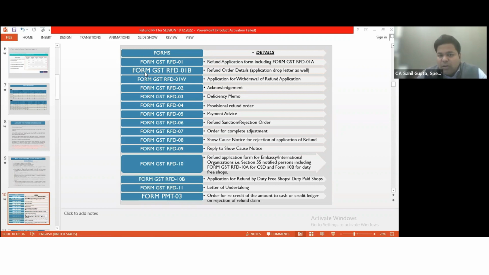In the whole process, if some amounts are adjusted, in the case we are filing an unutilized ITC refund, suppose I have filed a refund application of 10 lakhs, and the refund order is passed for 8 lakhs, there is a difference of 2 lakhs which the officer has deducted. He said this 2 lakhs is ineligible refund because of several reasons, then that 2 lakhs is to be recredited to my electronic credit ledger. And that can be done through form PMT-03. So these are all the forms which are prescribed in the law for refund purposes.